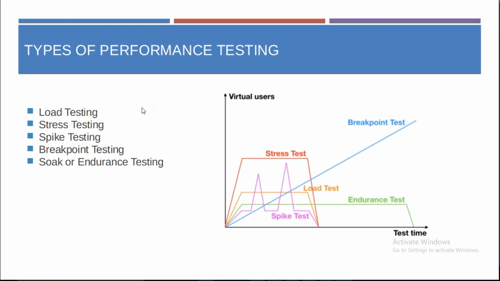Now I'll ask you one question. Where is spike testing applicable? Tell me an example. Where is spike testing applicable? Can the answer be: where the load is not fixed, the load is not constant?